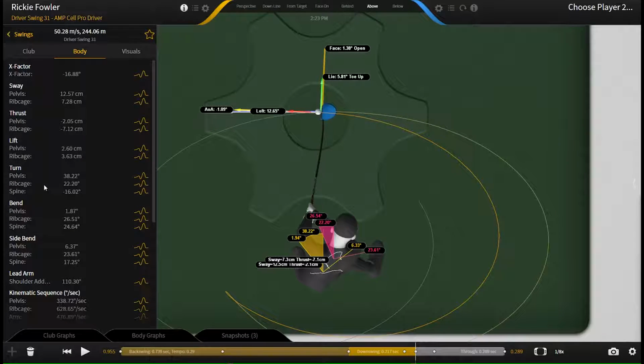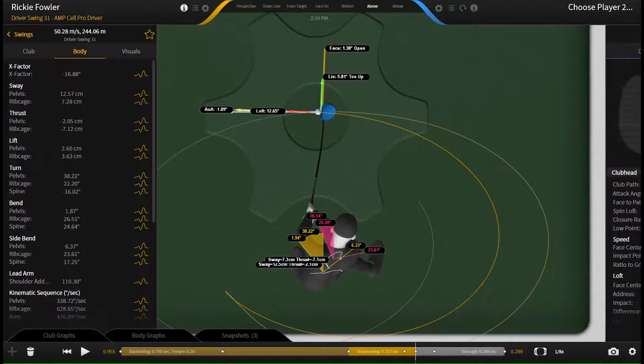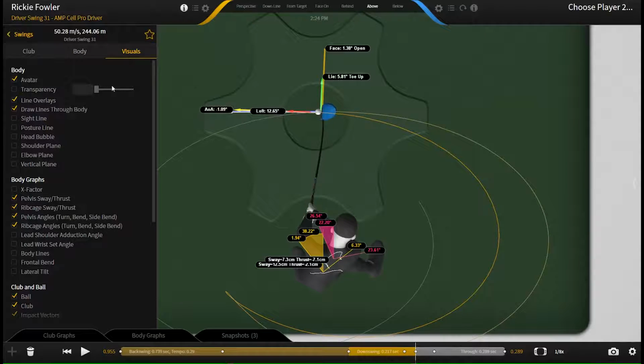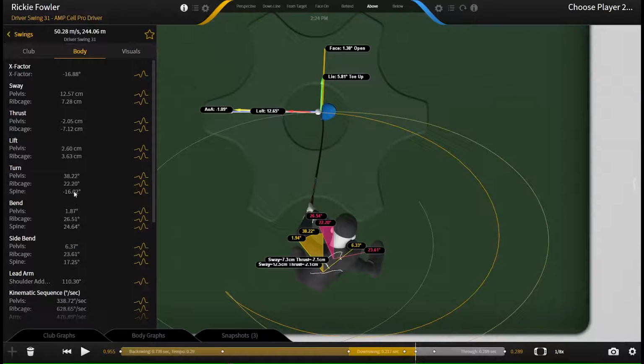Turn, which is the rotation of the pelvis, rib cage, and spine around the vertical axis. Negative equals back rotation into the backswing, positive equals forward rotation into the follow-through, represented in degrees. Finally, bend. Bend is the angle of forward flexion of the pelvis, rib cage, and spine relative to horizontal, positive equals forward, negative equals backwards, represented in degrees.